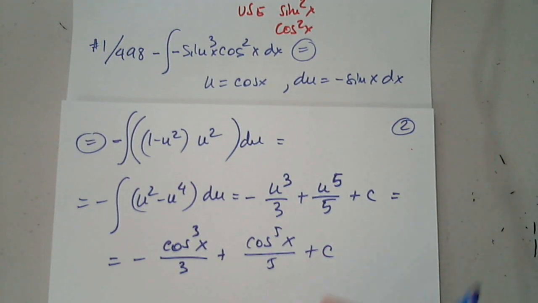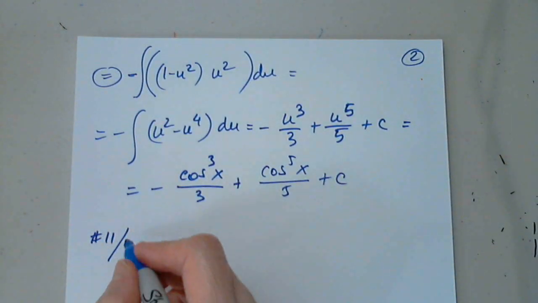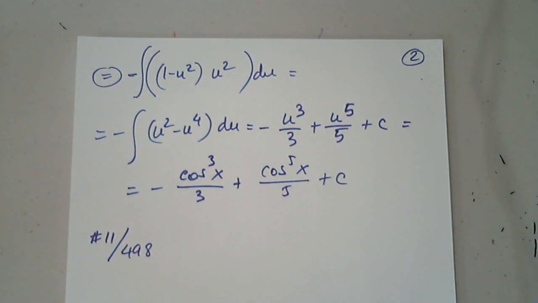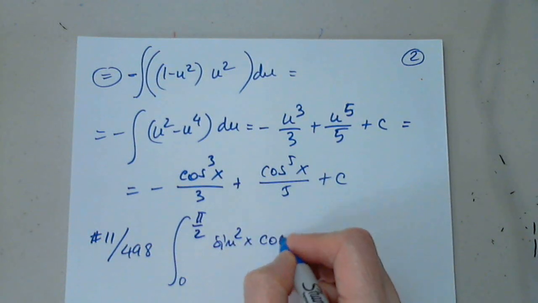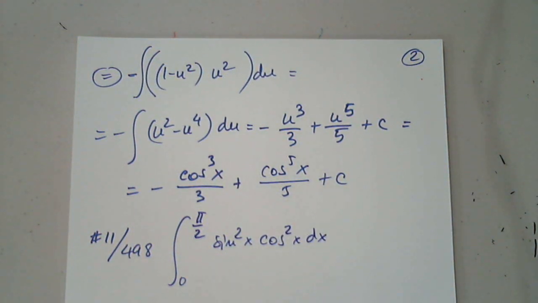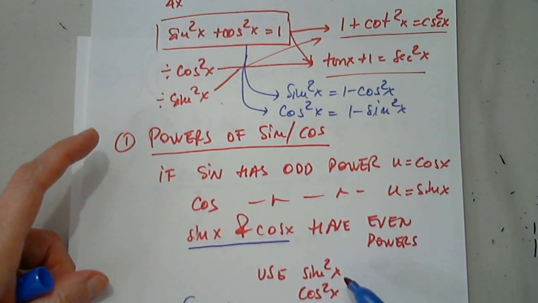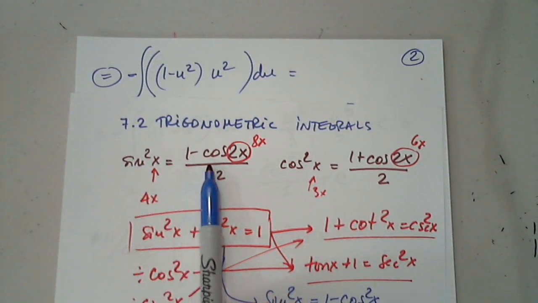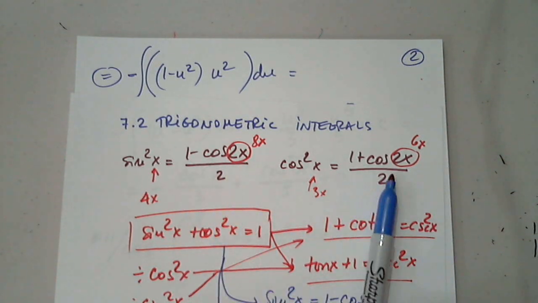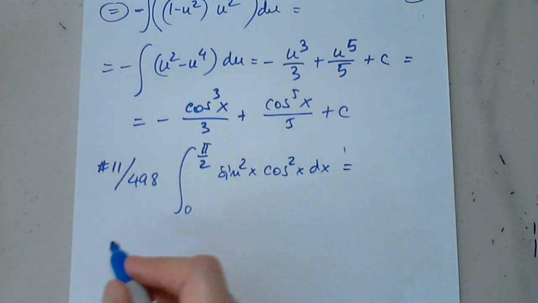Okay, let's look at another example. Let's say number 11, and that's on the same page, 498. In 11, we have a definite integral from 0 to pi over 2 of sine squared times cosine squared dx. As we mentioned a minute ago, if sine and cosine have even powers, then I have to go back to reducing powers: sine squared becomes 1 minus cosine of twice x over 2, and respectively the cosine squared one. Okay, so let's see what we get then.